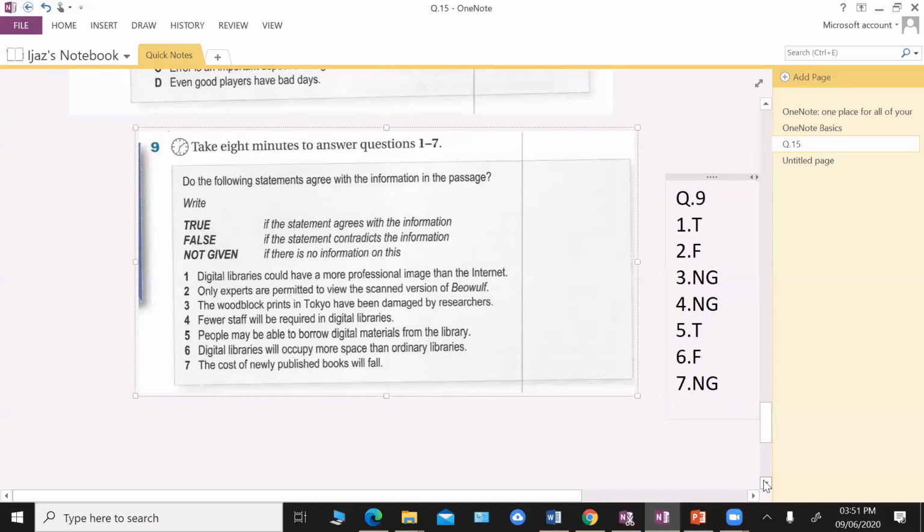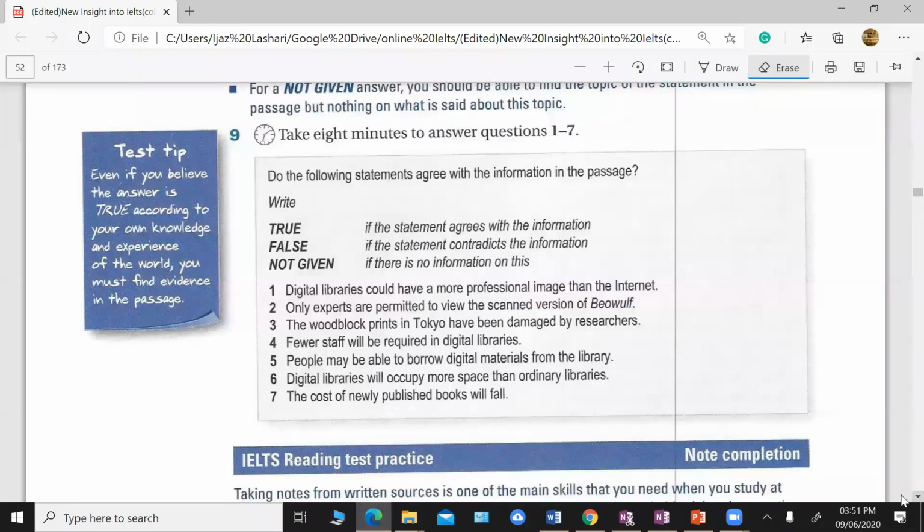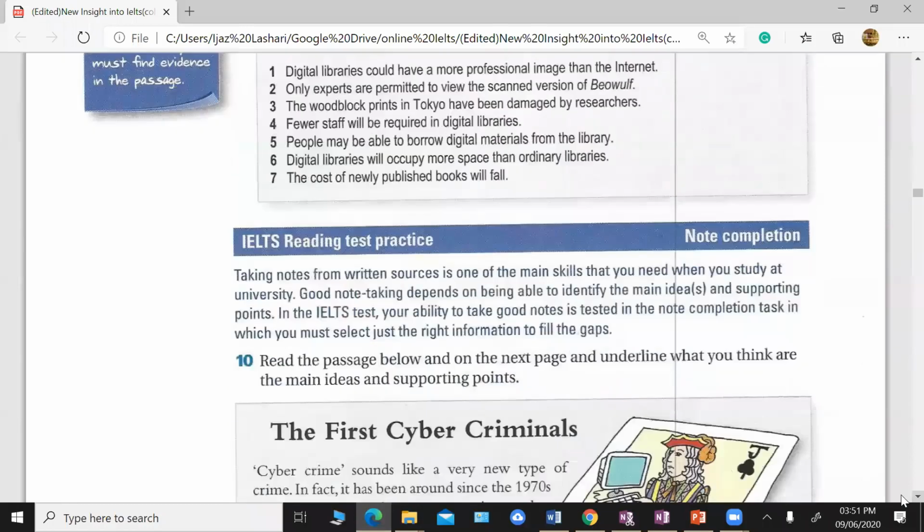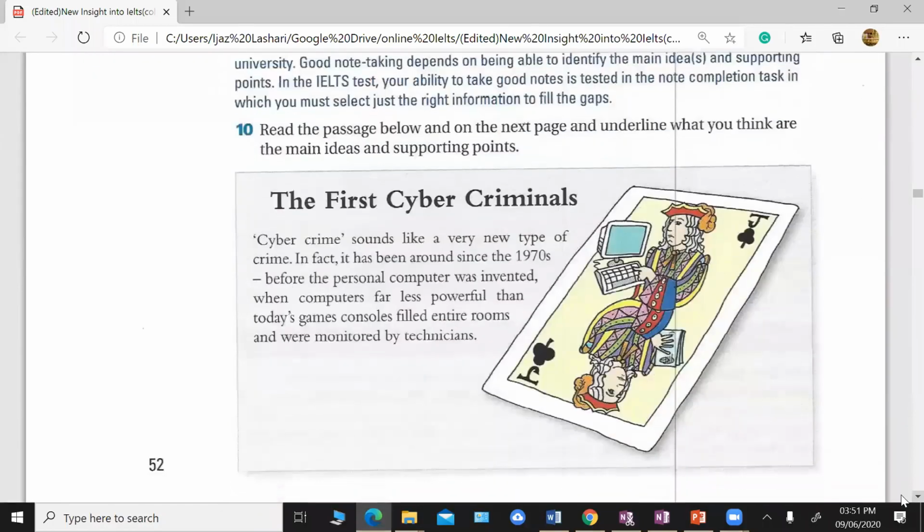Okay, we will also look at the next question, and the next question after this one is number 10. Okay, this is about the first cyber criminal. Mariam, can we read the passage and then we can answer? Okay, I will. I have to read the whole paragraph. We can do it if you didn't do it, so you can find the answers now.